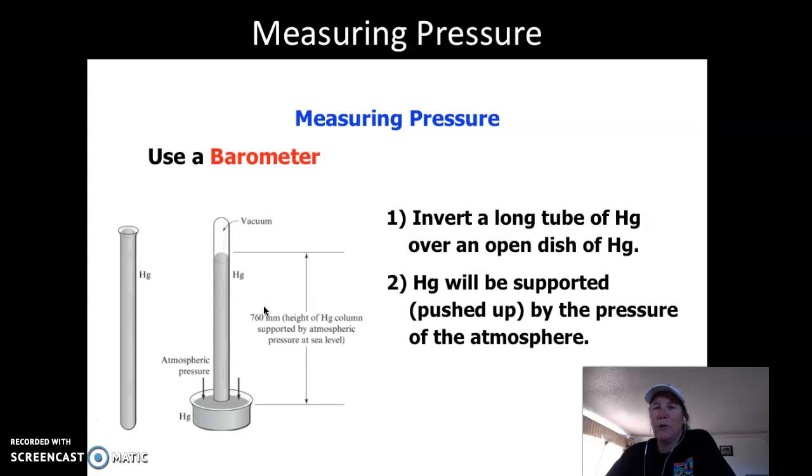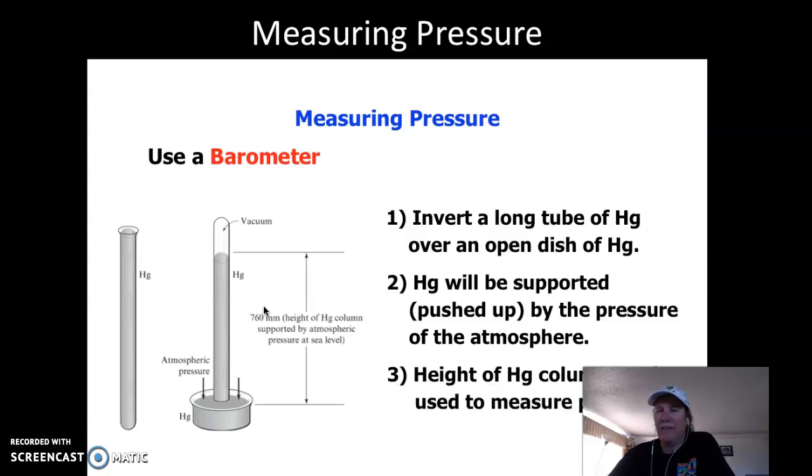Okay, the mercury will be supported or pushed up by the pressure of the atmosphere. So the more pressure you have, the higher it goes. So again, if you're below sea level, it's going to be higher than 760. If you're above sea level, it's going to be lower. Okay? The height of the column, and again, is what we use to measure. They'll have marks on it, and then you just read it.